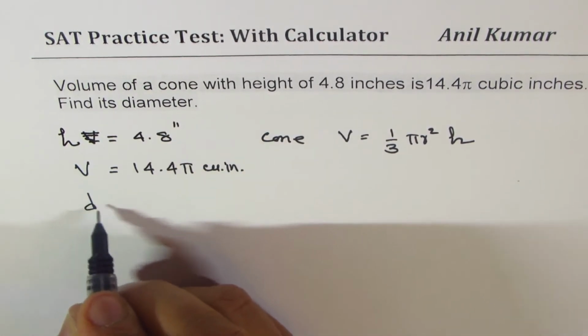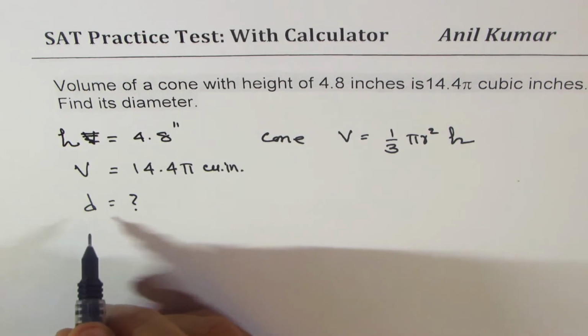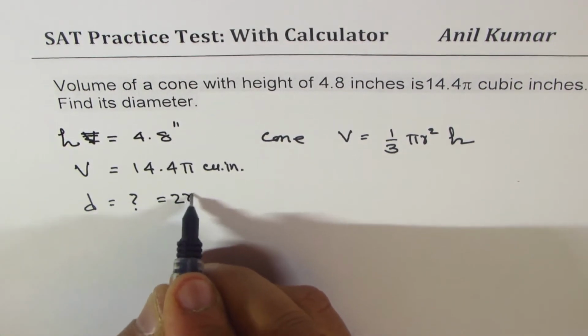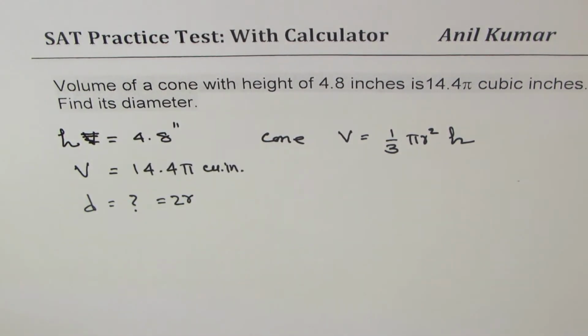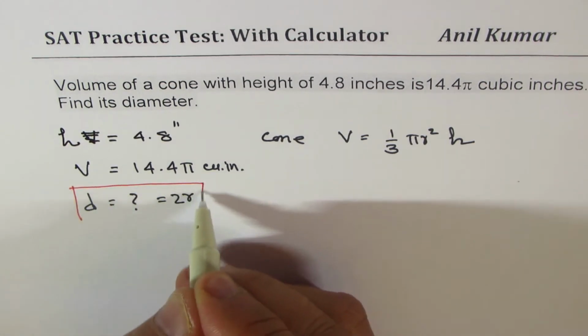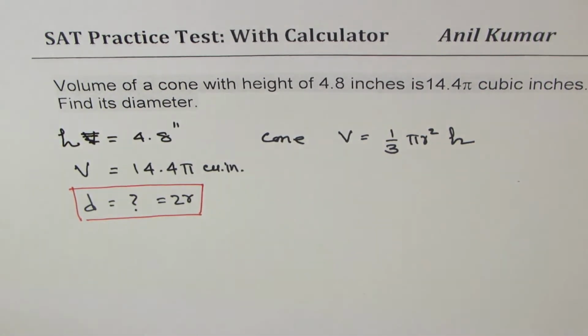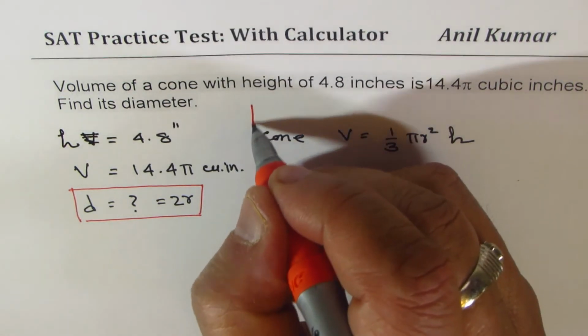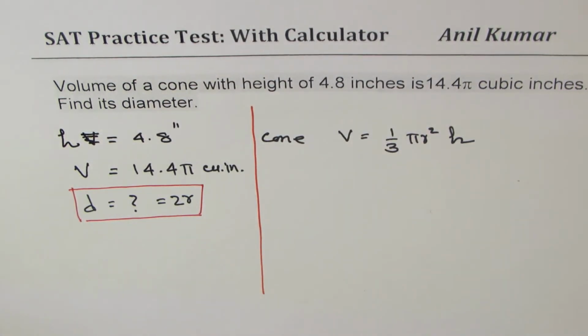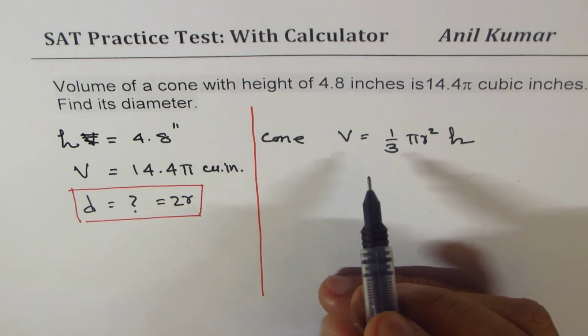We need to find diameter. Remember, diameter, not radius, which is twice the radius. That is what we have to find. So you should not stop at the radius. You have to find the diameter, correct? So let us apply this formula here, substitute the values which are known and calculate what is unknown. You can always pause the video, do the question and then look into my solution.